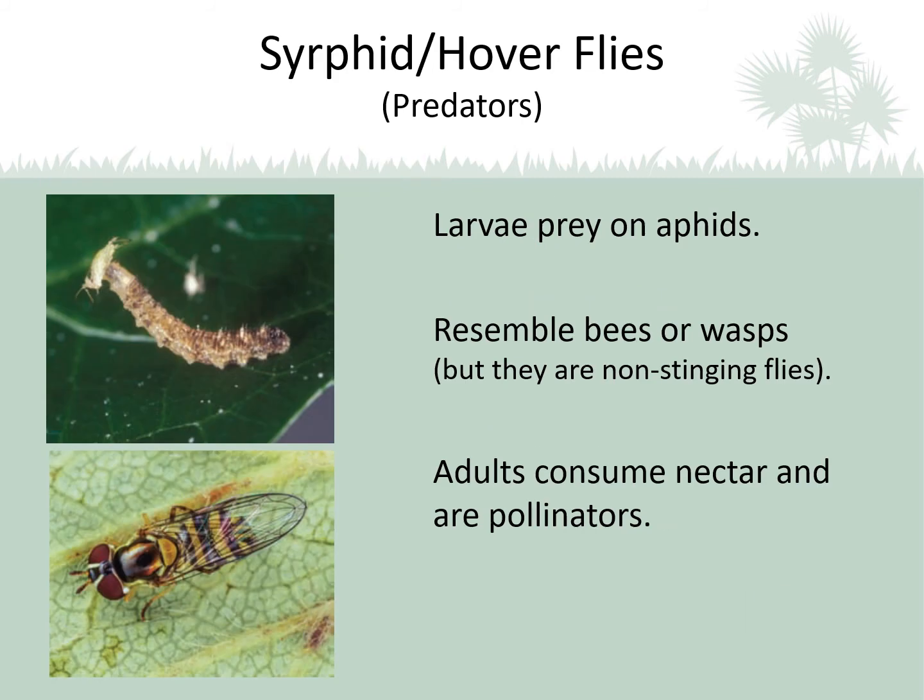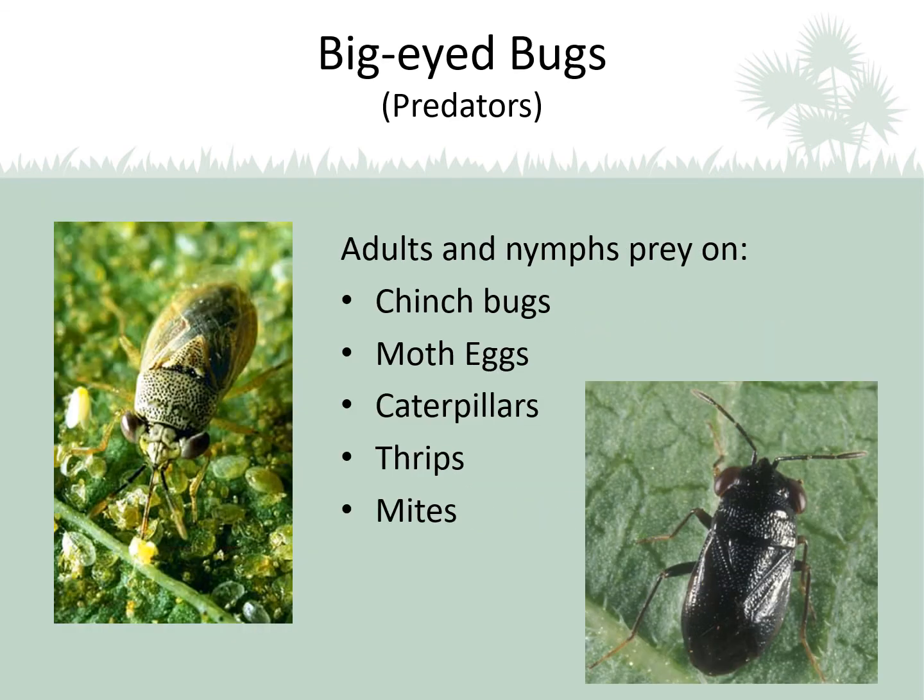We have the syrphid hoverflies, which are also predators. They also prey on aphids. They kind of resemble bees or wasps, and the adults consume nectar, and they're really good pollinators too. You don't see those too often around here, but they do exist.